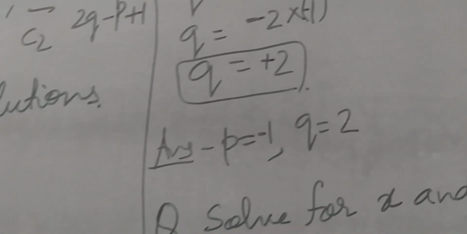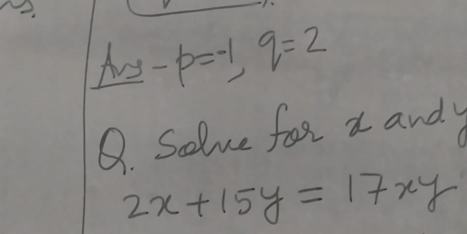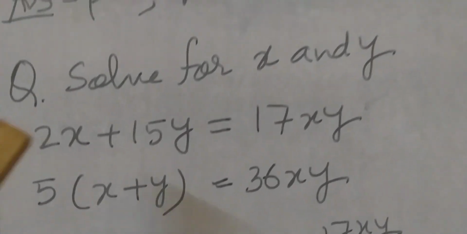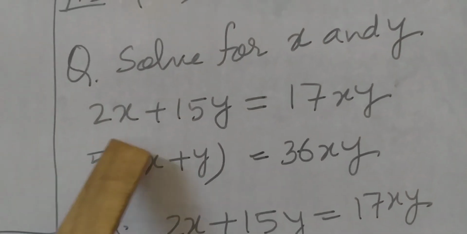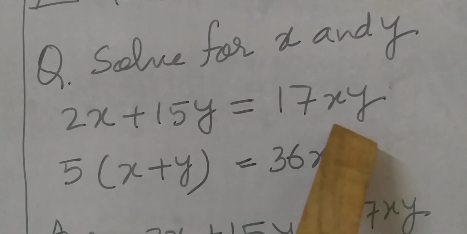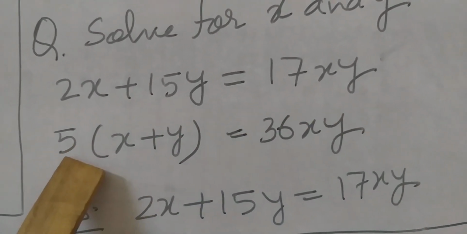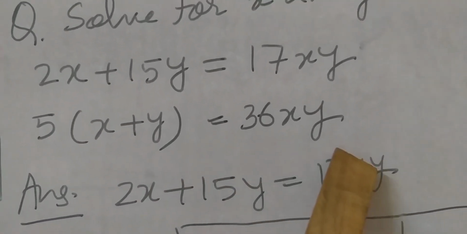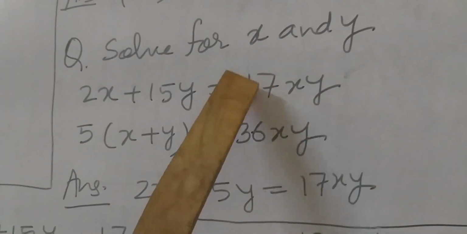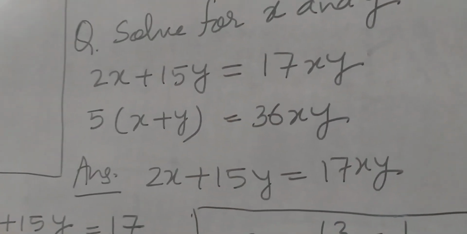Okay students. Now students, question number 3. Solve for x and y. These two equations are given. 2x plus 15y equal to 17xy. 5 times x plus y in bracket equal to 36xy. We have to solve them for x and y.